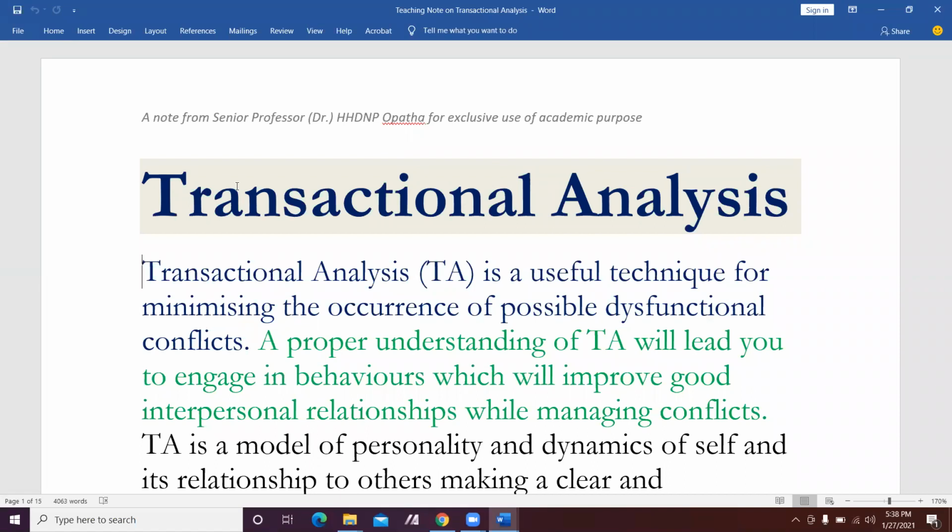Transactional analysis is a very useful technique for you and also for me. It's a very useful technique for minimizing the occurrence of possible dysfunctional conflicts. What are dysfunctional conflicts? Conflicts are there, and we can divide them into two types, functional conflicts and dysfunctional conflicts. There are certain conflicts which are functional, that means which are desirable.